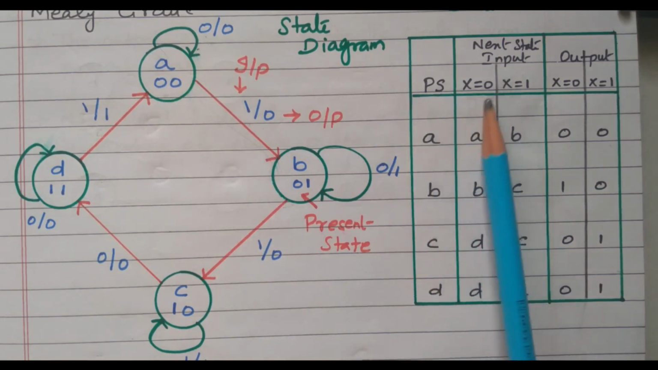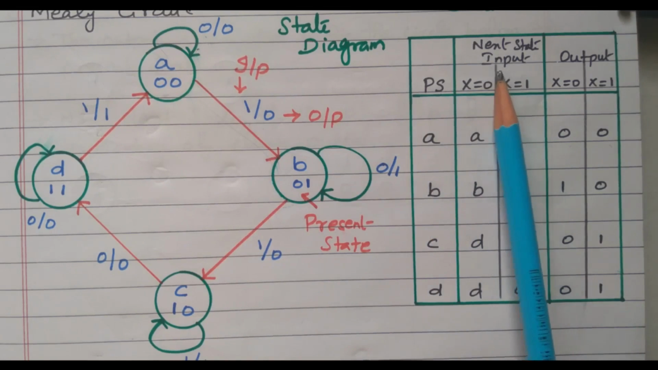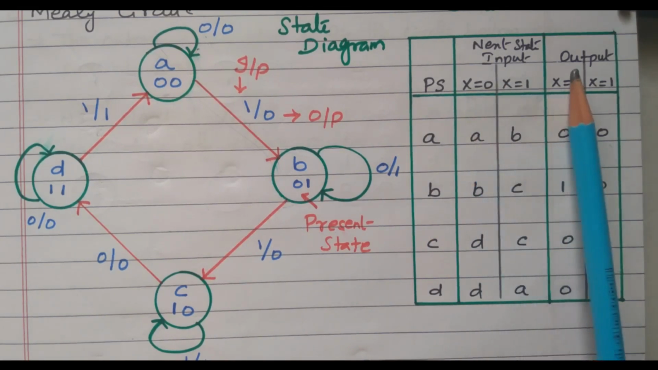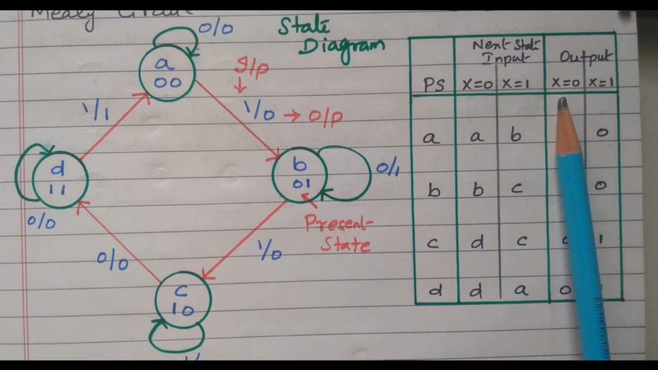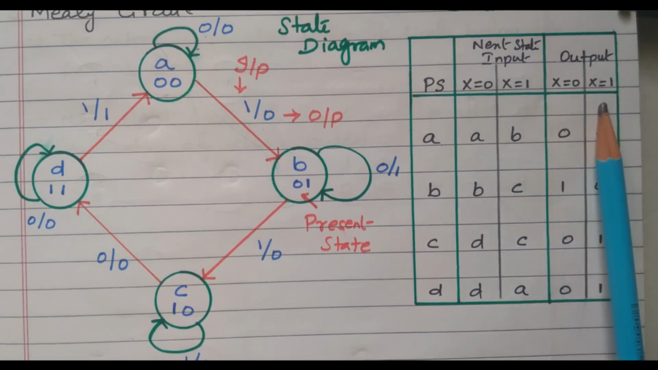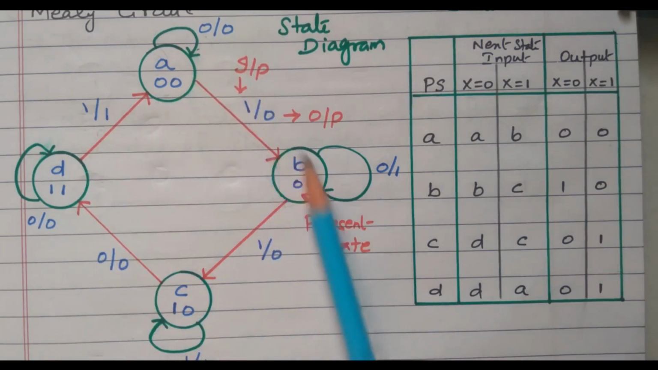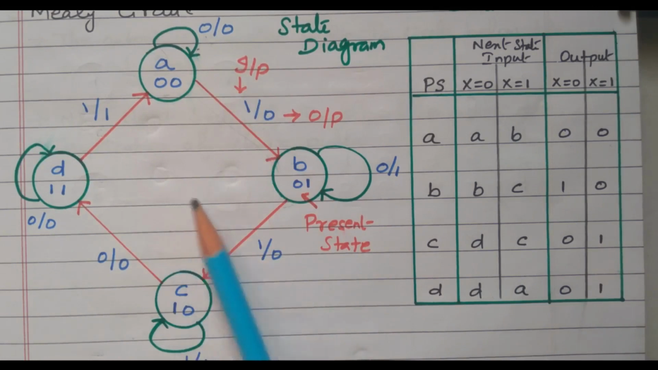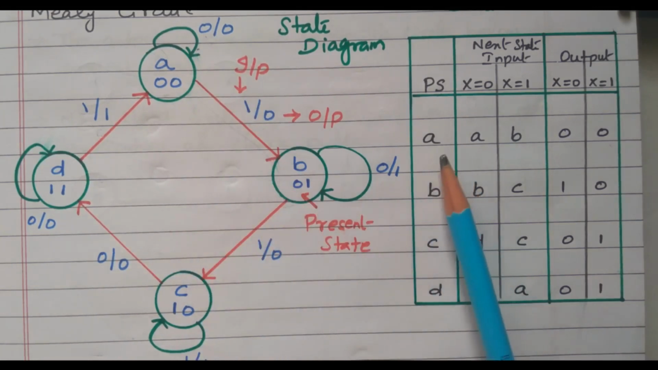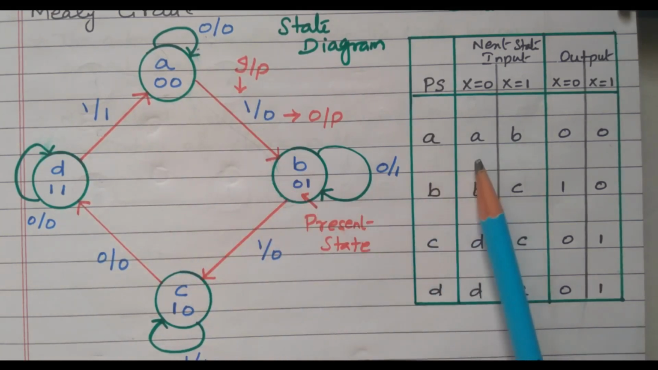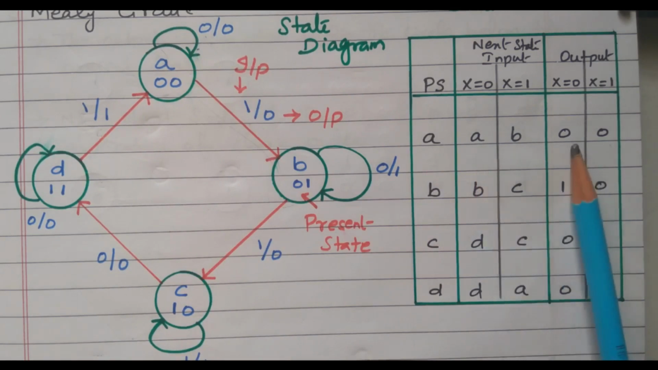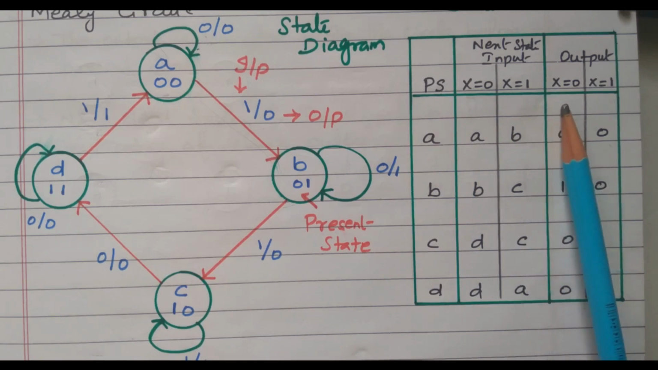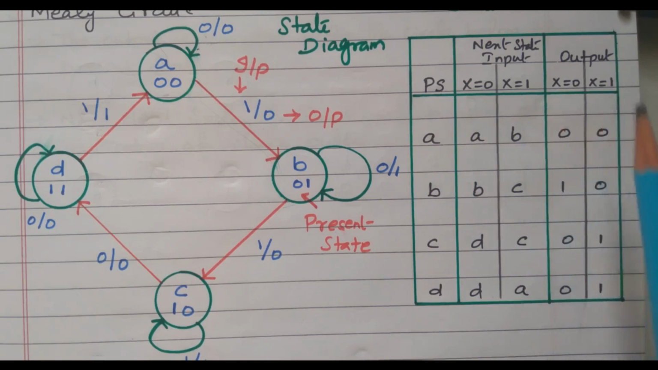Right? For the input there are two combinations, it may be x equal to 0 or x equal to 1. Similarly for the output, when x equal to 0 what is the output, when x equal to 1 what is the output. Right? So this is the Mealy circuit, the circuit developed by Mealy, the Mealy state diagram. For the present state we need to find the next state and output, for x equal to 0 and x equal to 1.